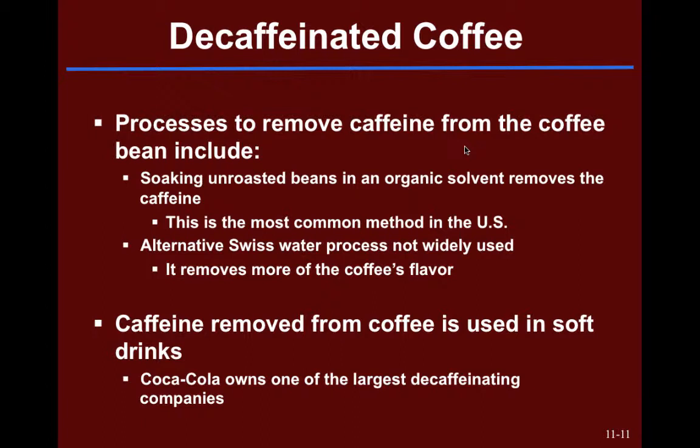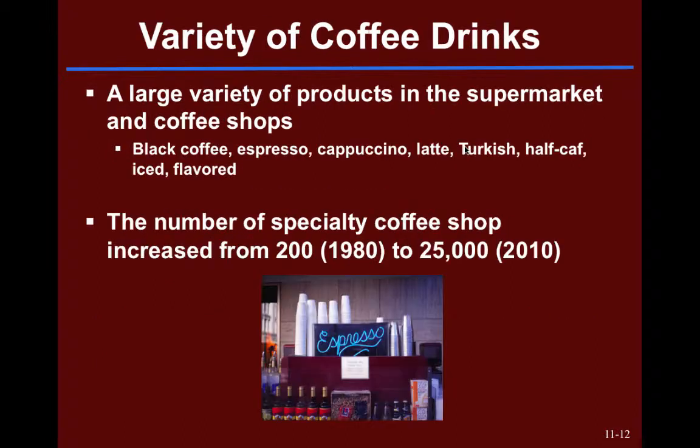And in terms of where that caffeine goes, the caffeine that comes from the coffee then gets reused in soft drinks. So one of the largest decaffeinating plants in the world is actually owned by Coca-Cola. So it's taken out of the coffee and added to the soda. And if you think about that process we talked about, where Americans started drinking less coffee and more soft drinks, you can see how that could contribute to the production of the soft drink process there.